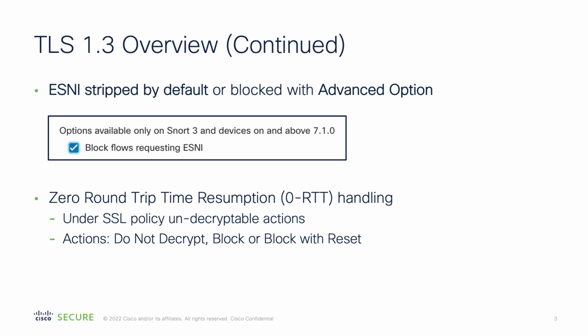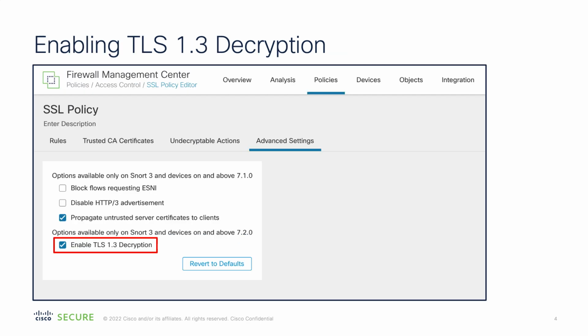By default, Cisco Secure Firewall strips the encrypted SNI payloads. However, you can set the option to block requests containing ESNI completely. The zero round-trip time resumption feature is considered an undecryptable action, and you can decide if you want to pass it undecrypted or block it completely.